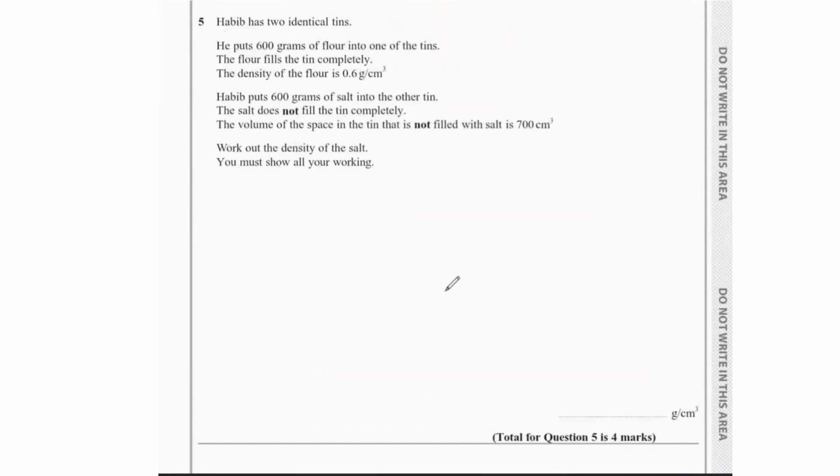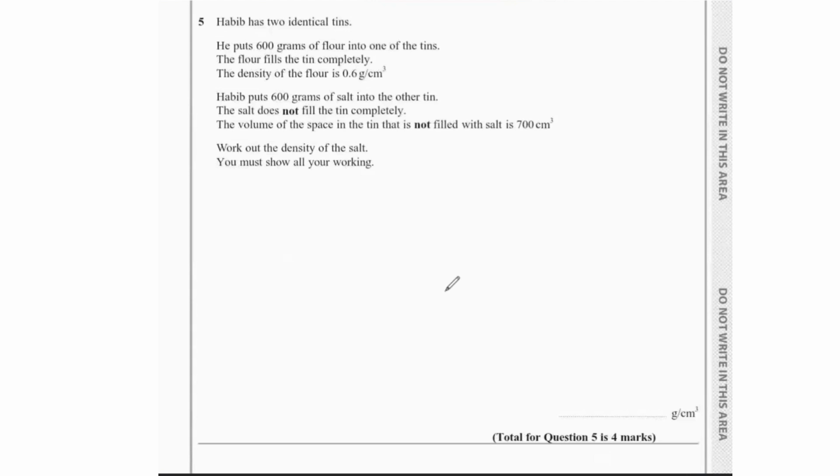He puts 600 grams of flour into one of the tins. The flour fills the tin completely. The density of the flour is 0.6 grams per centimeter cube. Then Habib puts 600 grams of salt in the other tin. The salt does not fill the tin completely. The volume of the space in the tin that is not filled with the salt is 700 centimeter cube. Work out the density of the salt.